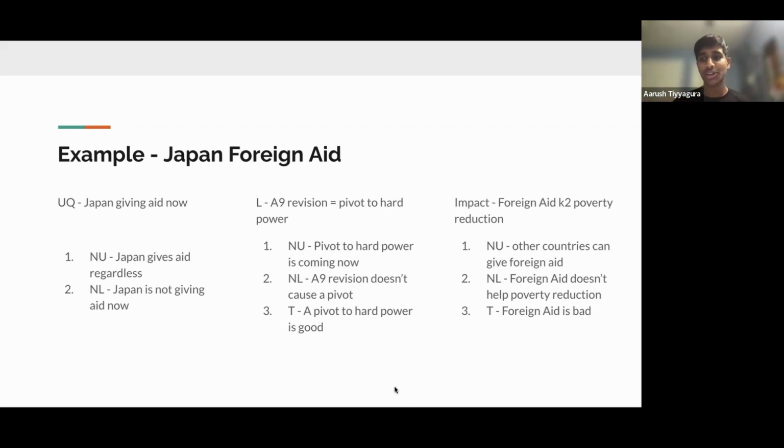Then the last thing you can go for a lot of times is a link turn, which is something along the lines of, whatever link you're arguing happens that's bad is actually good.